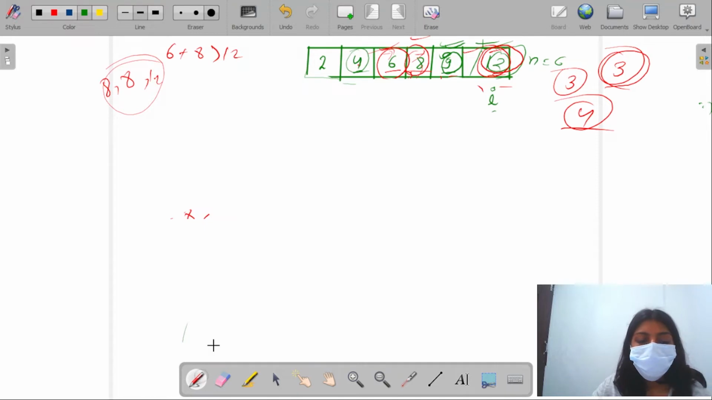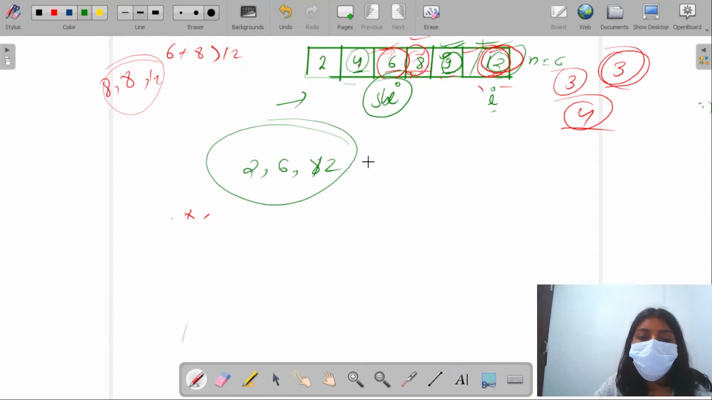Now I again see, what do I do now? I decrease my second highest side to 6, and my lowest side is again 2. Now check the combination, 2, 6, 12. Is it going to form a triangle? No, because 2 plus 6 is not greater than 12. It is less than 12.